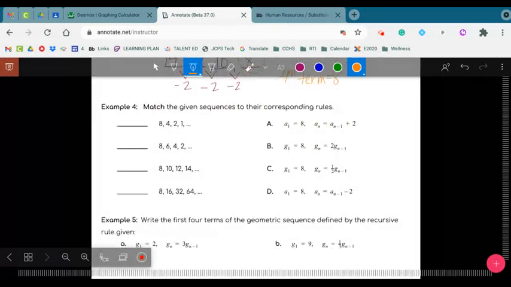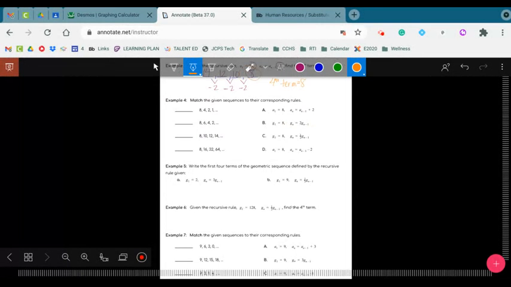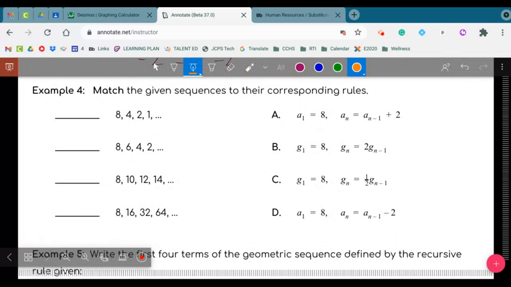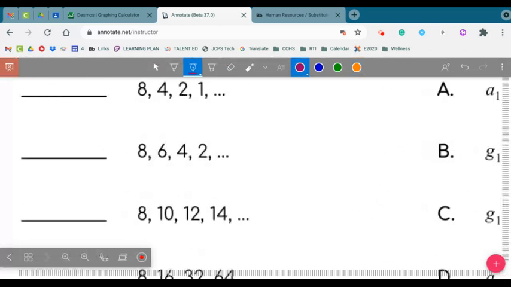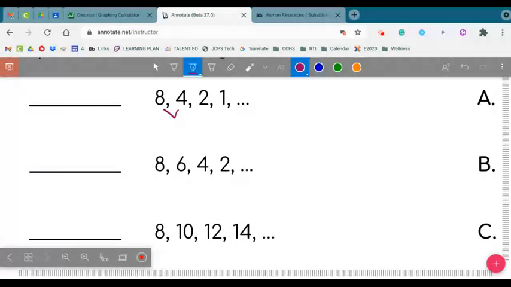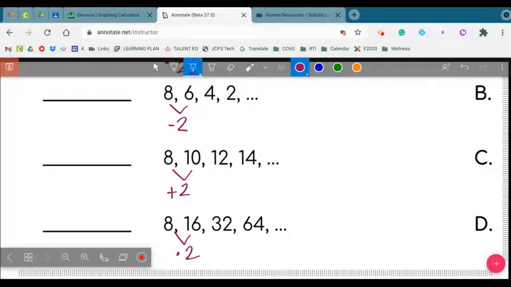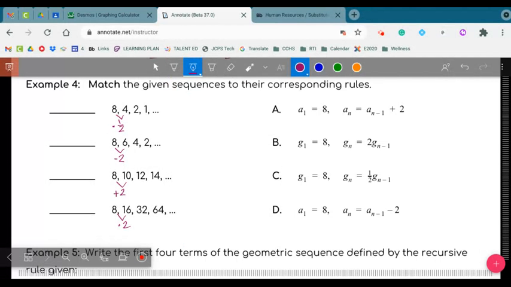Okay, let's go down to the next part. It says match the given sequence to their following rules. So the first one, we can see that we're going down, so we're multiplying to go down. So this would be multiplying by 1/2. Here we can see we're subtracting 2. Here we're adding 2, and this one it looks like we're multiplying by 2. Okay, so the first one, since multiplying by 1/2, it has to be G.